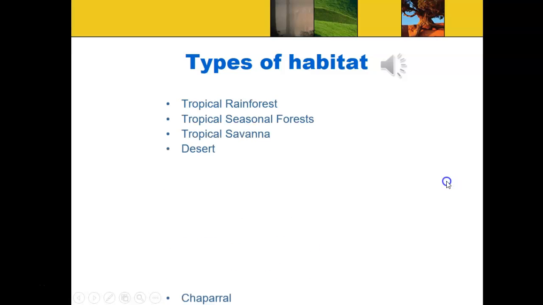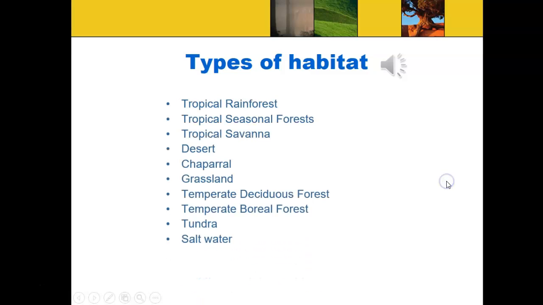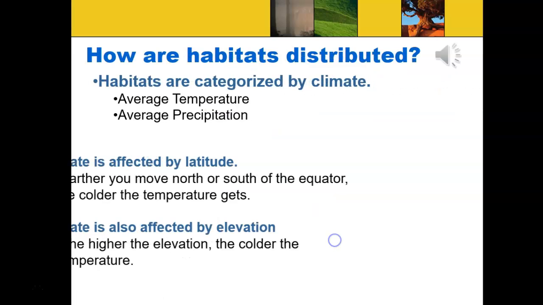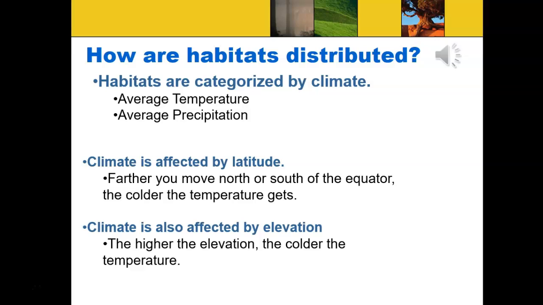Some different types of habitats. These are also called biomes. So here are the most common identified biomes. There's some discrepancy on what is actually a biome depending on what scientists you talk to. Sometimes they combine them, but these are the general accepted ones: tropical rainforest, tropical seasonal forest, tropical savanna, desert, chaparral, grassland, temperate deciduous forest, temperate boreal forest, tundra, saltwater, and freshwater. Each one of these is going to have different organisms in it, different climate, different supplies that it gives to its living things.